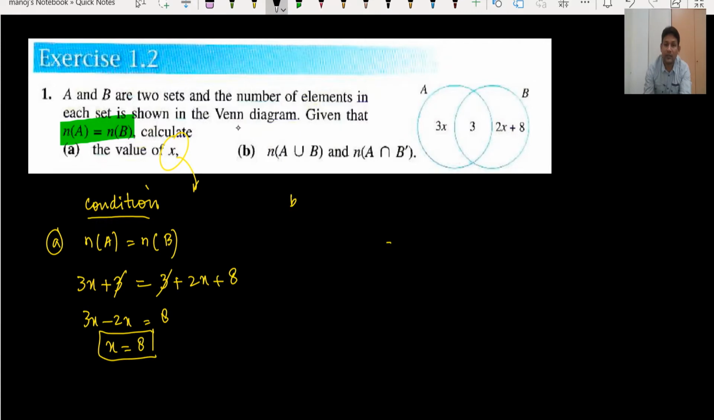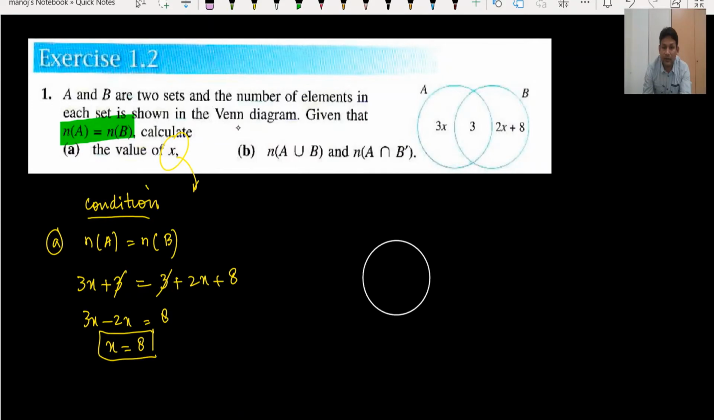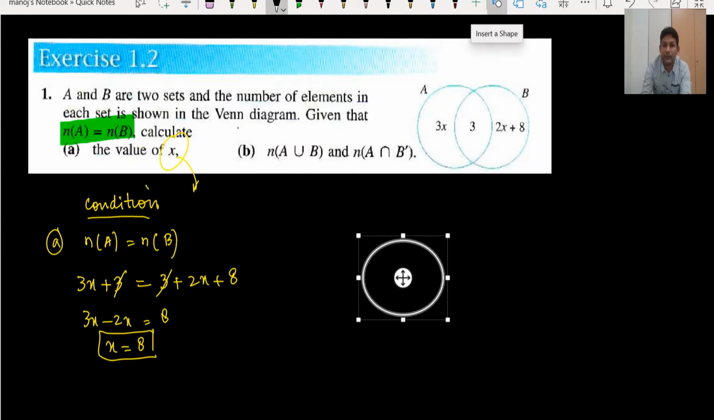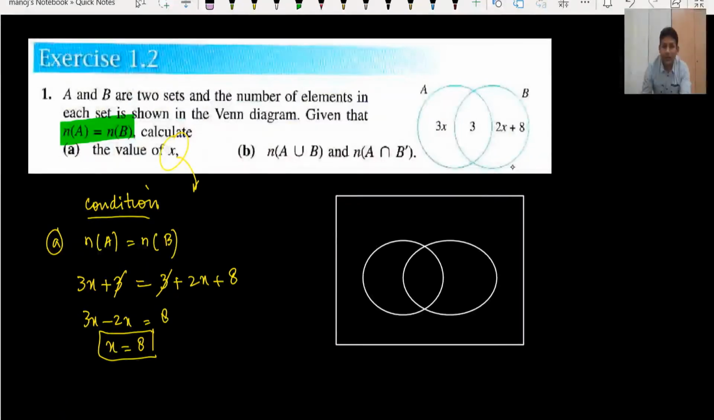When we have two circles, this is a very important explanation. One circle is here, the second circle is here, and there is a rectangle. This rectangle is the universal set. This is set A and this is set B. I can do it by calculations, there is no problem, but I would like to explain how we can get this part directly. I want to shade the area.